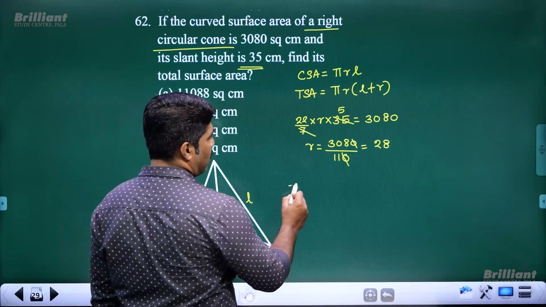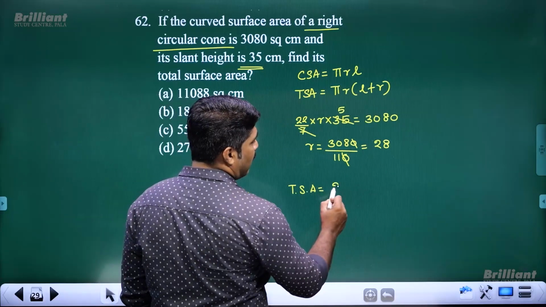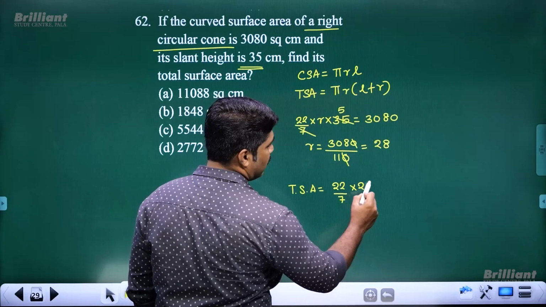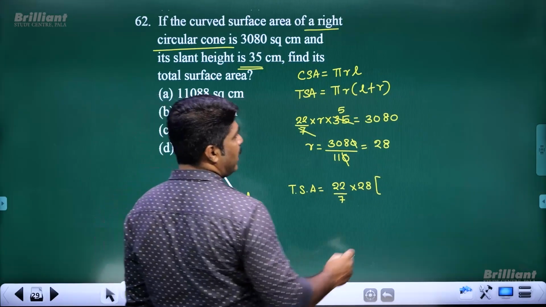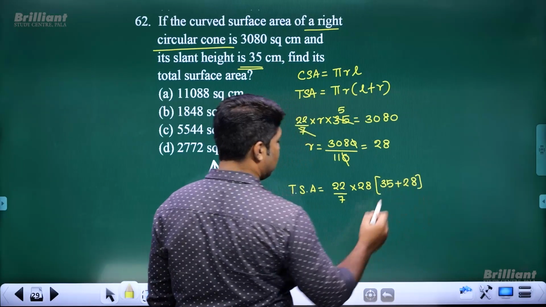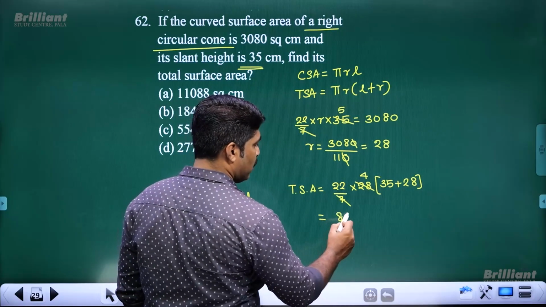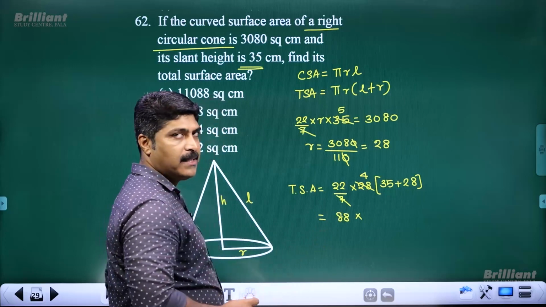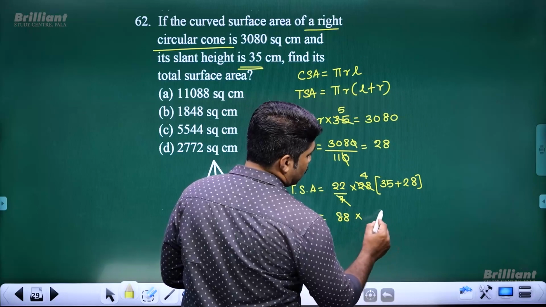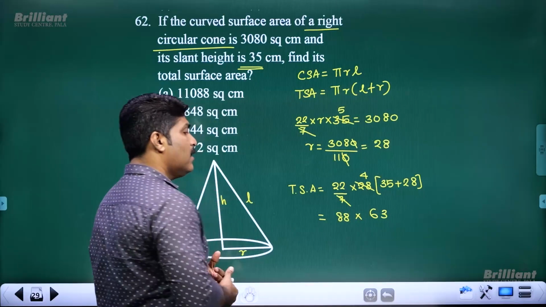Then we can find out the total surface area. Total surface area is pi r into L plus r. We have the value for r, that is 28, and L plus r, here L is 35 and r is 28. So here we can simplify it like this. This is 22 into 4, that is 88, and just add together 35 and 28. So therefore 8 plus 5, that is 13. This is 63. Just multiply it together.